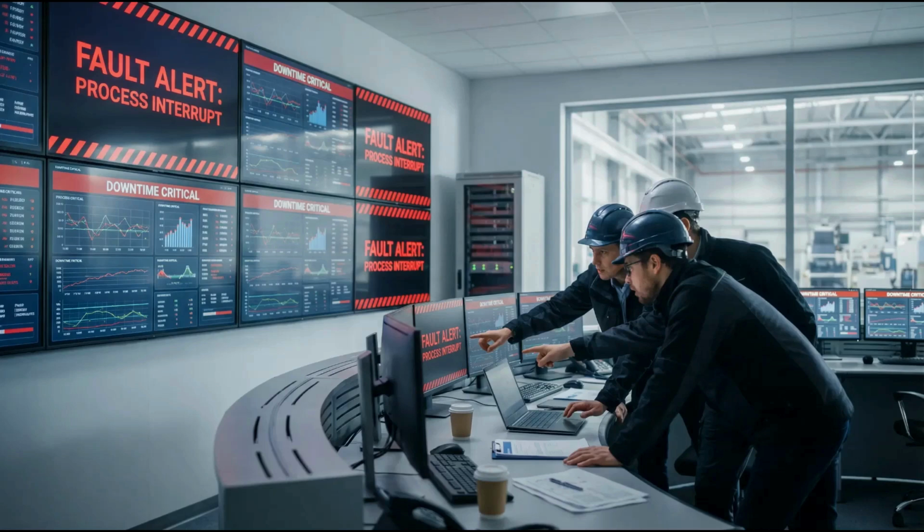And downtime doesn't stay in one place. Missed deadlines, customer penalties, production schedules disrupted. Unplanned problems mean overtime, rush parts, and external support, always more expensive.